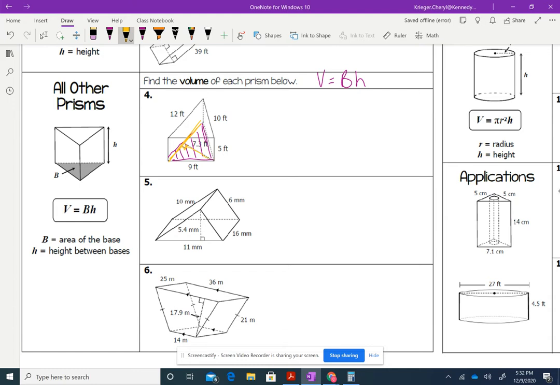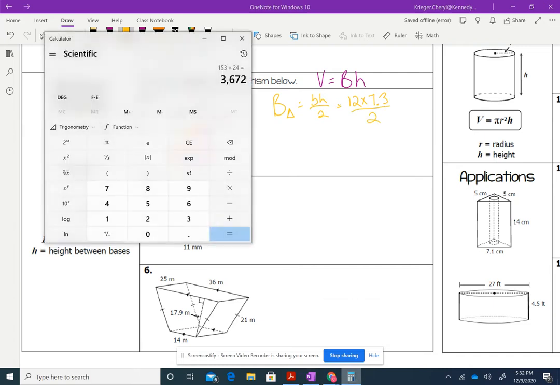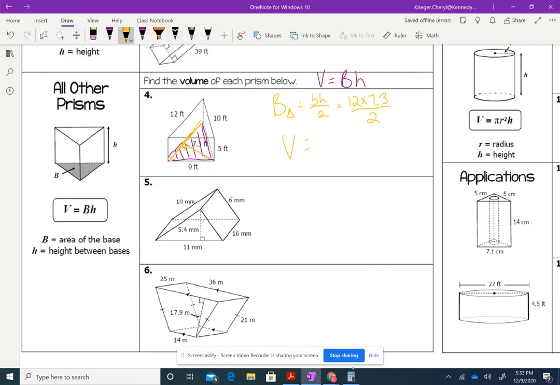The area of the triangle is base times height divided by 2. So that's 12 times 7.3 divided by 2. 12 times 7.3 divided by 2 is 43.8. Then 43.8 times the height of the prism.